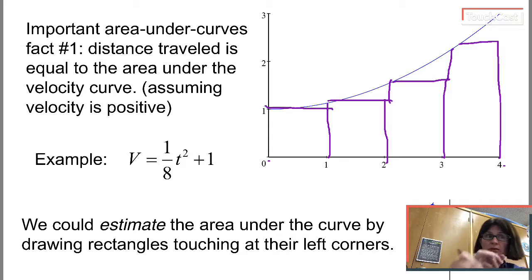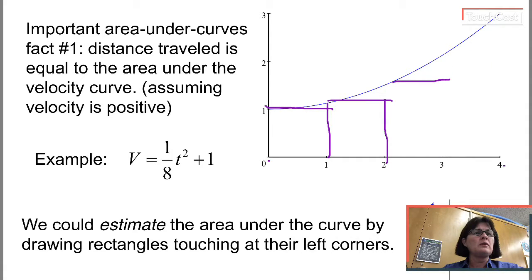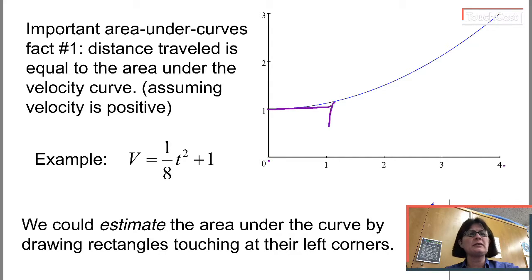Why rectangles? Because finding the area of a rectangle is very easy. We're just going to multiply base times width. So here we have to make a decision about how to choose how tall our rectangle is. You saw here I drew in my rectangle so it touched at its upper left corner. I could have just as easily chosen to make my rectangle touch at its upper right corner. But once I make that decision, I'm just going to get an approximation anyway.